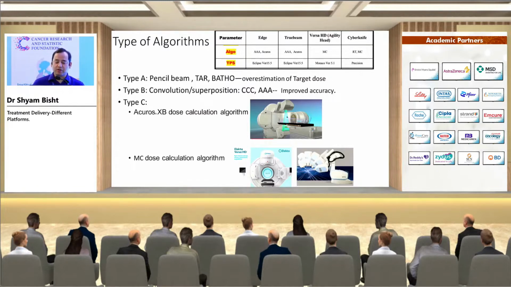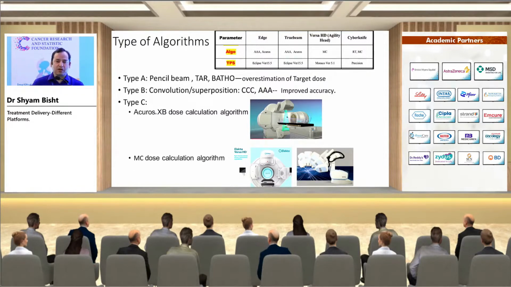Then Type B is convolution, superposition, collapsed cone, AAA. They have improved accuracy, but still many studies have shown there is a 3% difference with the gold standard, that is Monte Carlo. But some authors have also reported that the difference might be up to 10%. And the Type C algorithm, one is Acuros, used by the Varian systems. This is based on the linear Boltzmann transport equation.